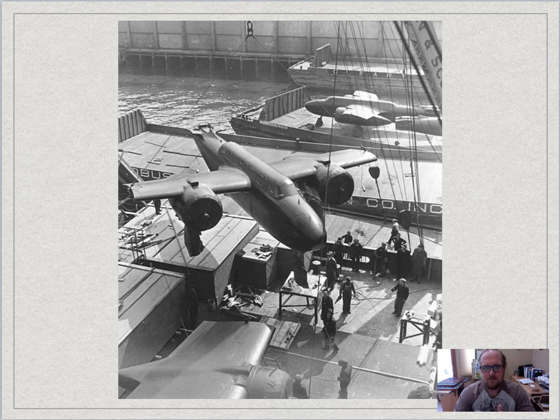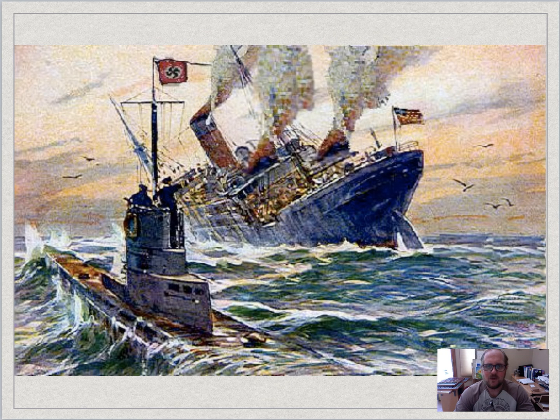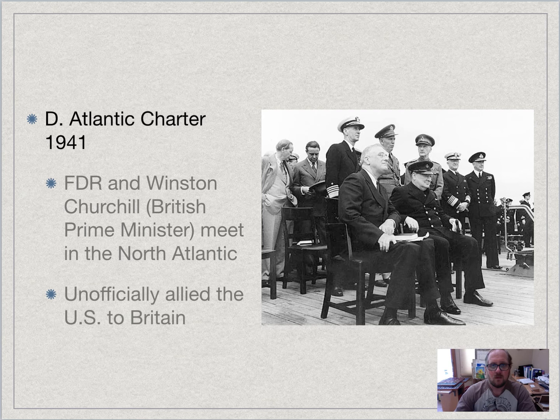So we're going to see massive amounts of American goods going from America to England. And what's going to happen is that we are going to start seeing American vessels being targeted by German U-boats. At this point, FDR is still going to have the response of not getting directly involved in the war. In 1941, we'll have the first official meeting of alliances between FDR and Churchill.